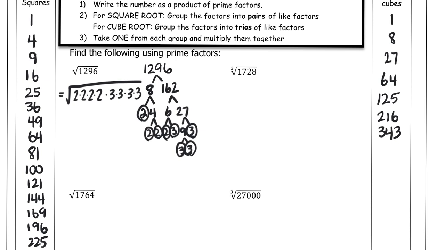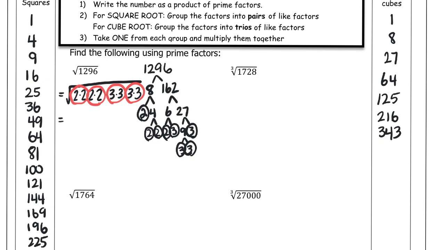Now, using the method of prime factors, the way that we determine square roots and cube roots is that we take 1 from each group. For square roots, we group them in pairs of like factors. For cube roots, we're going to group them in trios. So since this is a square root, we're going to group these into pairs of like factors. So I have a pair and a pair and a pair and a pair. And then I'm going to take 1 from each group and multiply them together.